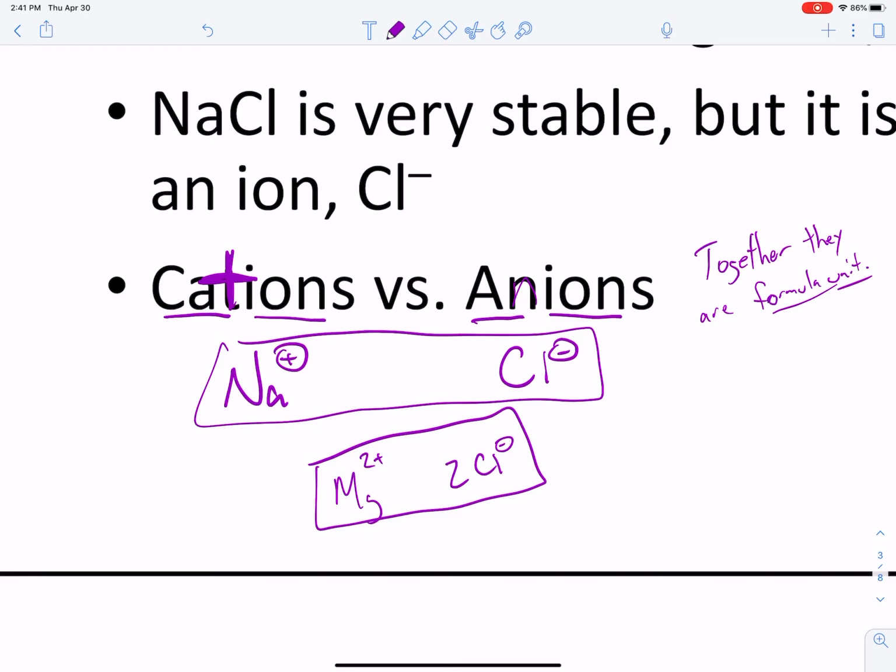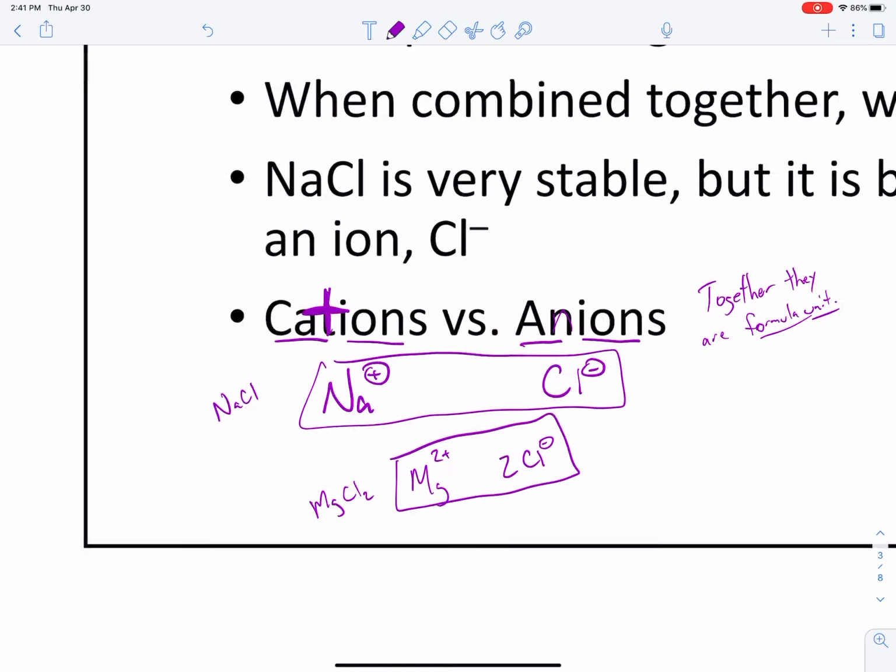So sodium chloride is salt. Magnesium chloride is a different kind of salt. So we can write these things as NaCl or MgCl2. Notice that we have anions and cations that are bound one to another. These are formula units.